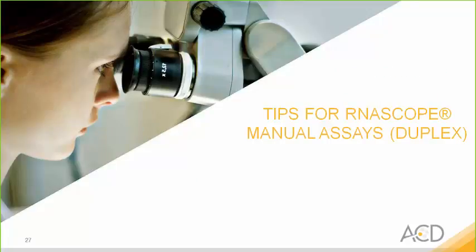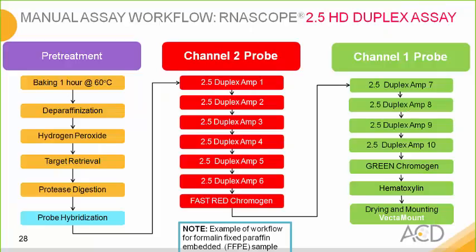Some tips for the RNAscope DUPLEX manual assay. This is the workflow for the 2.5 HD duplex assay. To the left, you'll see the pretreatment all the way down to the probe hybridization. You'll also notice that you develop the C2 probe first with a fast red chromogen, followed by the development of the C1 probe with the green chromogen.